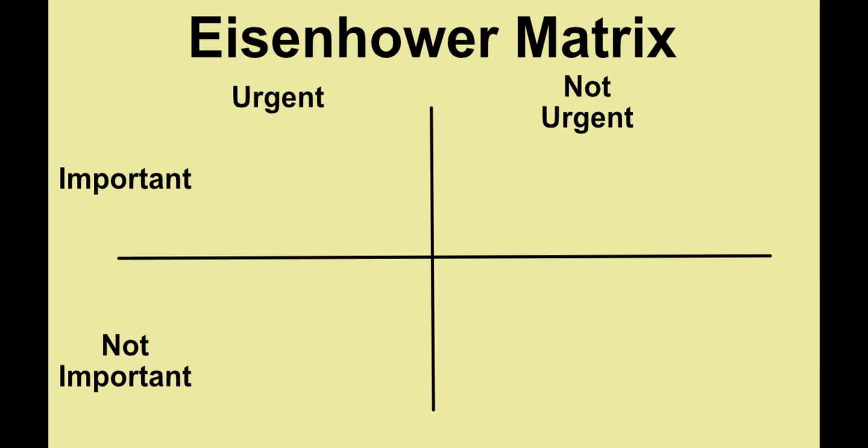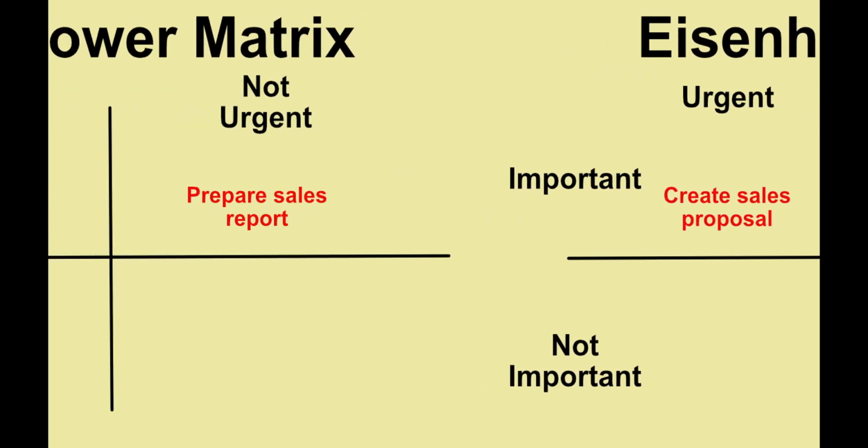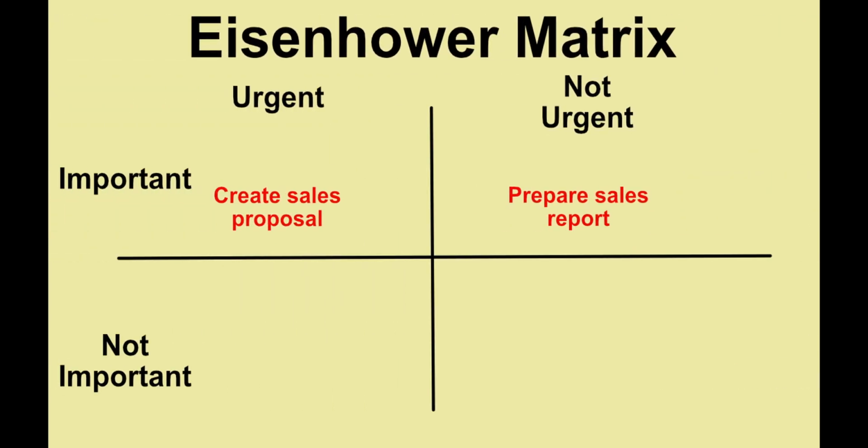Some examples. You've got a sales proposal that you need for a meeting with a client next week. That's important. And because it's next week, it's urgent. So it goes into the important and urgent quadrant. You've got another task, which is to write a sales report for next month's team meeting. That sales report, yes, that's important, but it's not until next month. It's not urgent. So that will then go into important and not urgent.